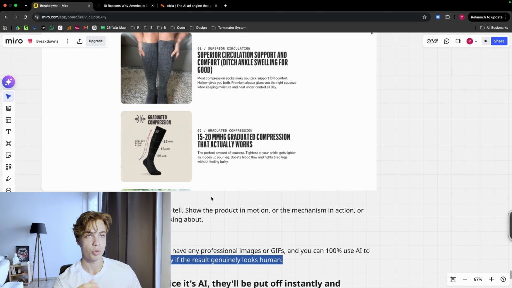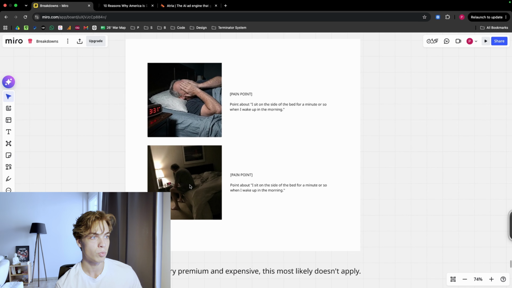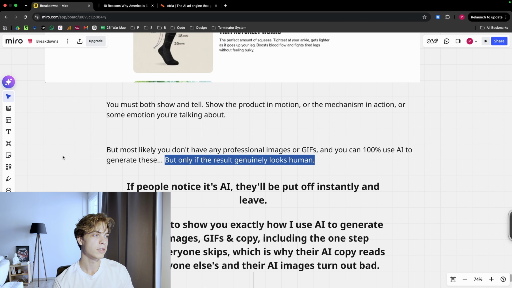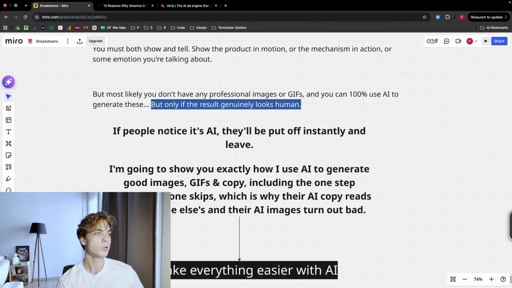Like they do that, they show the product in motion, the mechanism in action, and some emotion that they're talking about. Or for example, this is the emotion. But most likely you don't have any professional images or GIFs, and you can 100% use AI to generate this, but only if the result genuinely looks human. If people notice that it's AI, they'll be put off instantly and leave.